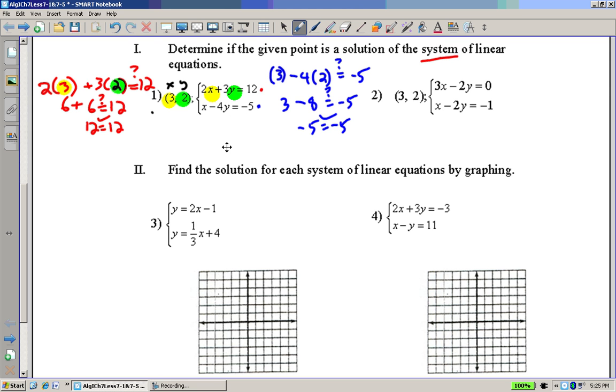Now what if there were 3 equations? Well, you'd have to try it for all 3. It must work for all 3 as well. So determine if it is a solution. Yes, it is a solution.